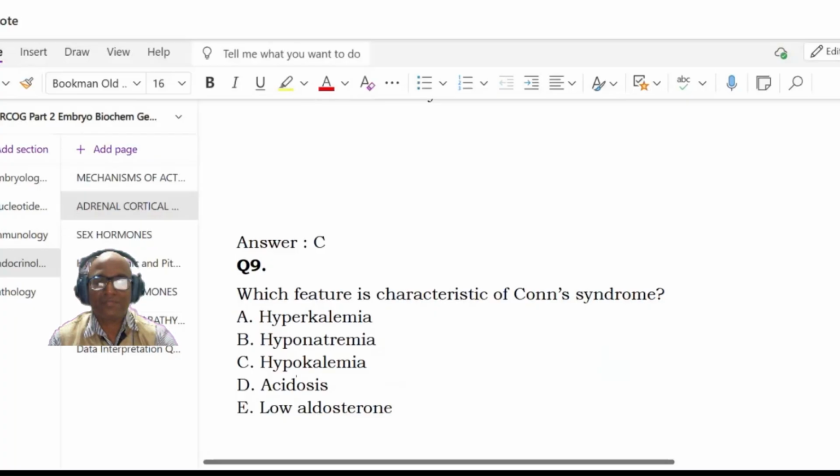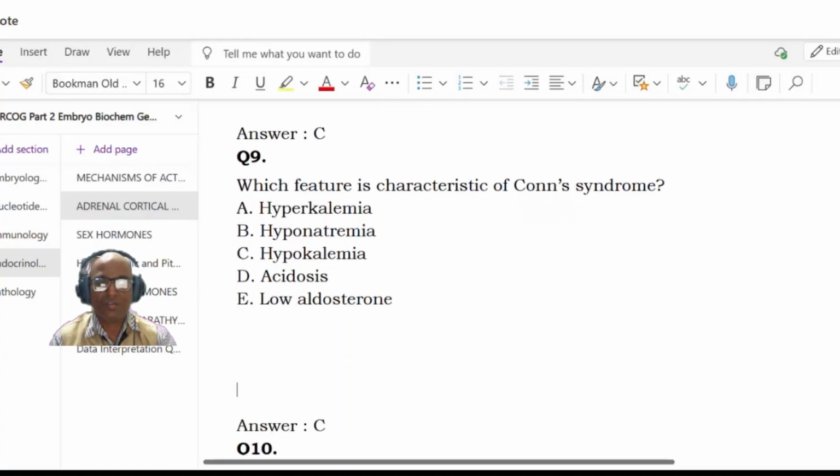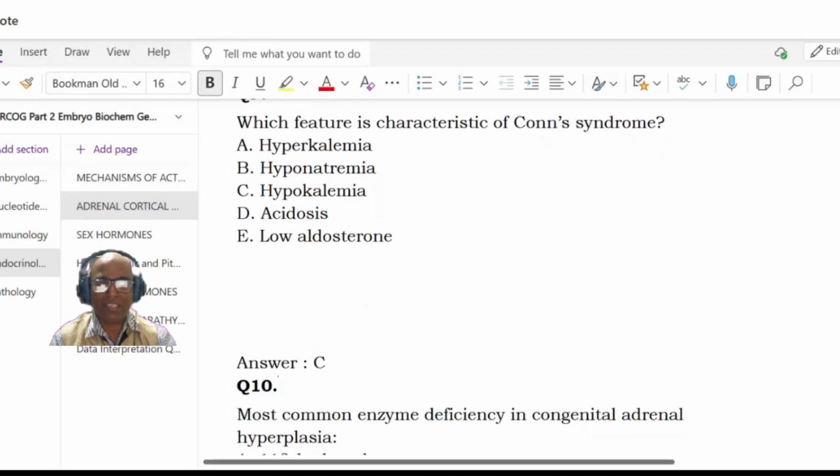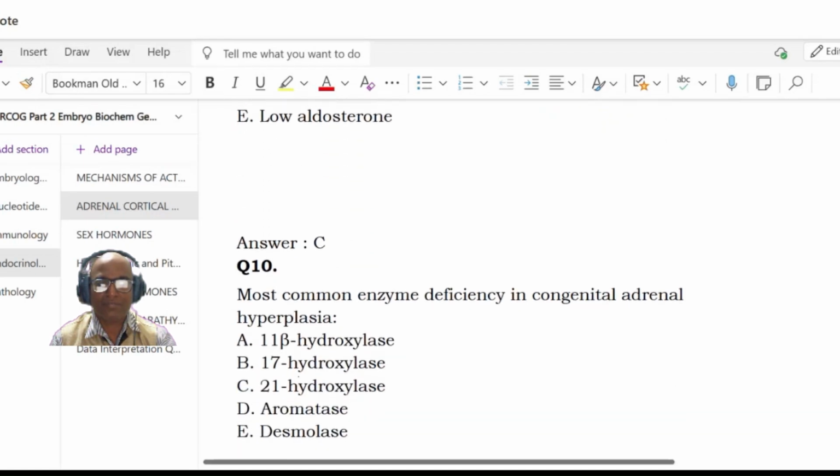Next. Which feature is characteristic of Conn syndrome? Options: hyperkalemia, hyponatremia, hypokalemia, acidosis, and/or low aldosterone. In Conn syndrome, what happens? Hypokalemia. Conn is the opposite of Addison's.